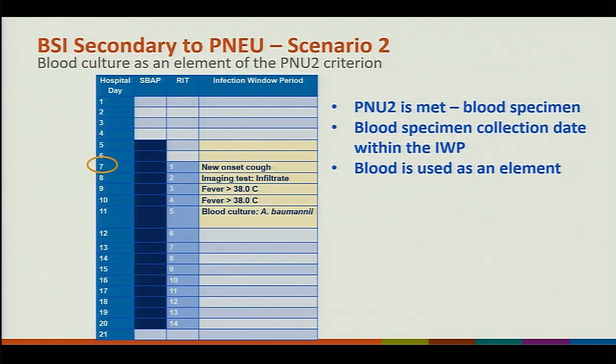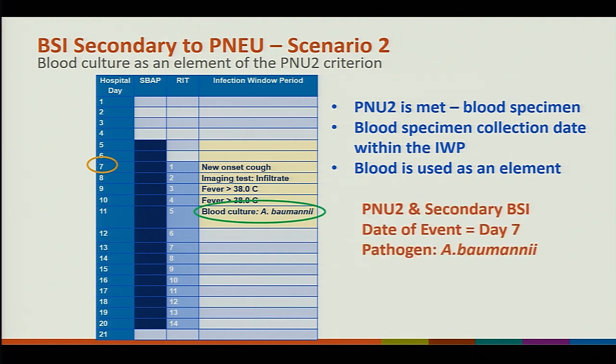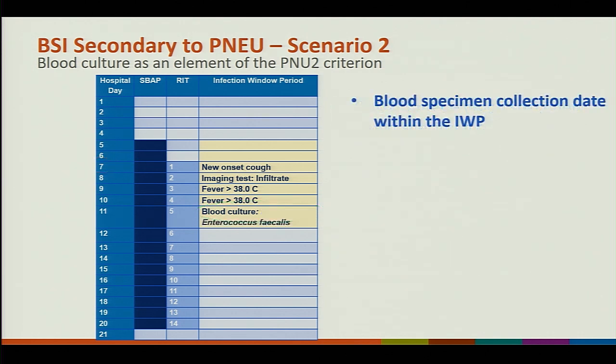So here we have blood used as an element. Again, the old Acinetobacter baumannii. I happen to like that organism. I don't know why. And it is used as an element, so pneumonia 2 is met, and the BSI is secondary to the pneumonia event.